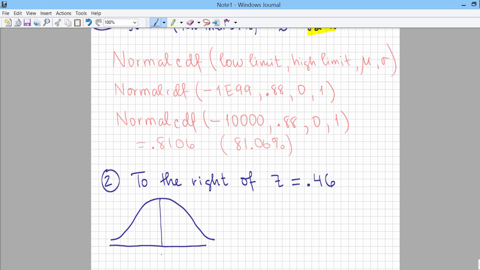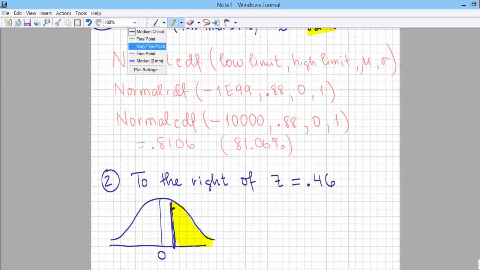Okay, so still we're dealing with standard normal. Here's your 0. 0.46 is somewhere here, right? To the right would be this area right here. Okay.